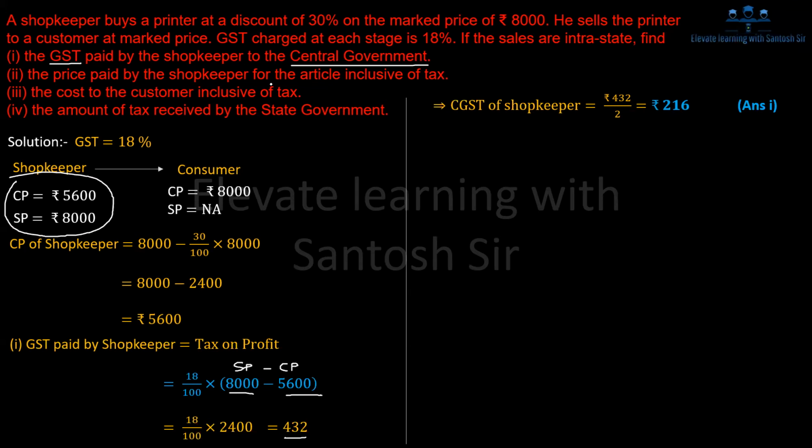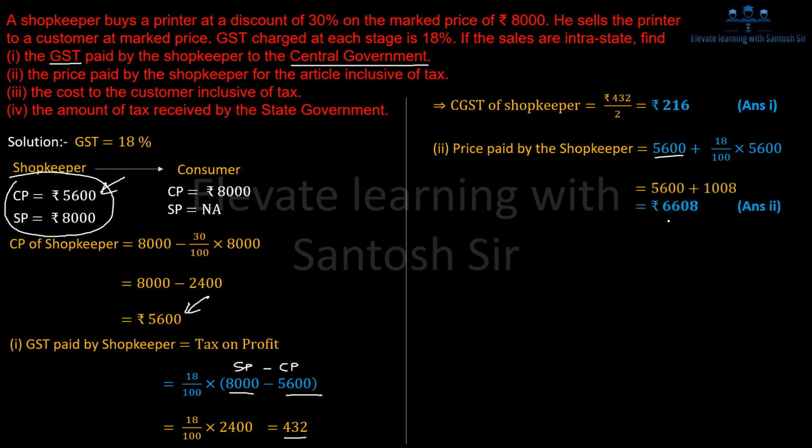Price paid by the shopkeeper for the article inclusive of tax. So when shopkeeper went to purchase it, how much did he pay including tax? Let us understand. So cost price for the shopkeeper we have already calculated, it is 5,600. So how much will shopkeeper pay? He will pay rupees 5,600 plus the tax on 5,600. So price paid by the shopkeeper is nothing but 6,608 including tax.